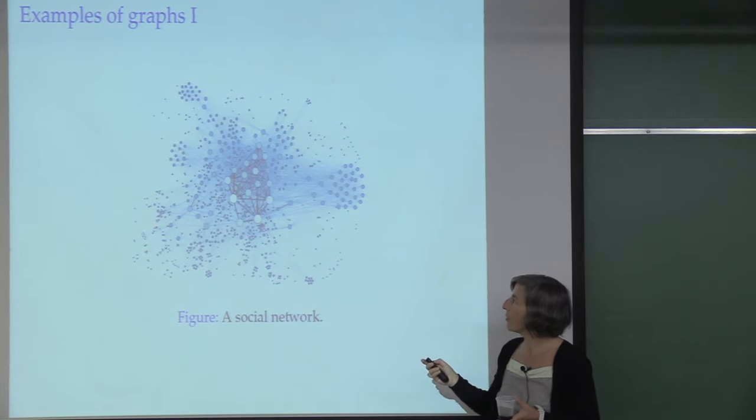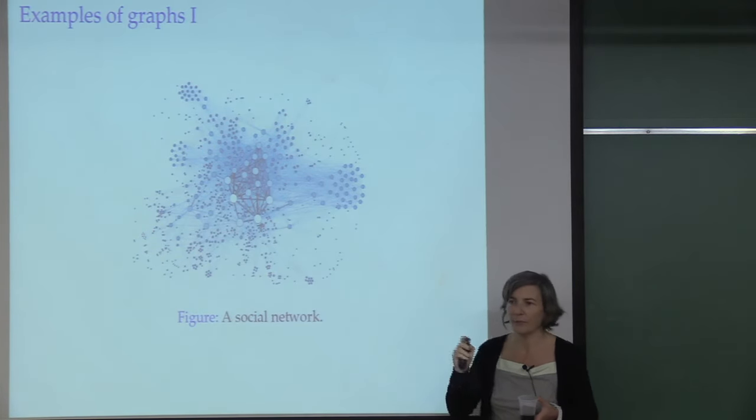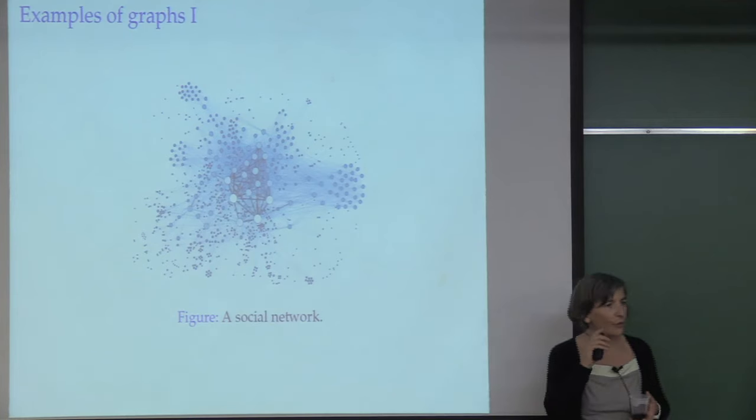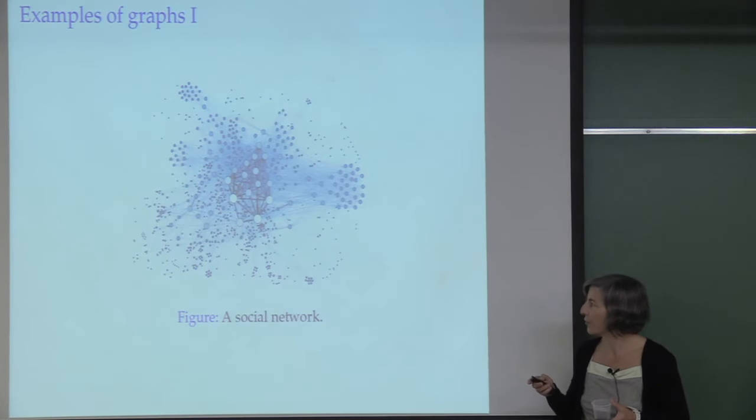Here you can see that with this picture there is much more information than just nodes and edges between those nodes. Because, for instance, there are different sizes of the nodes, different colors of the nodes, different types of links, like here it's black, here it's lighter. So we will see all those subtleties later in that course.